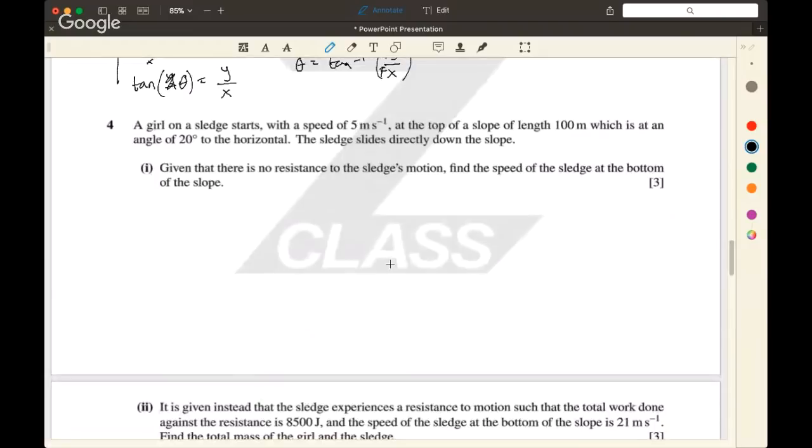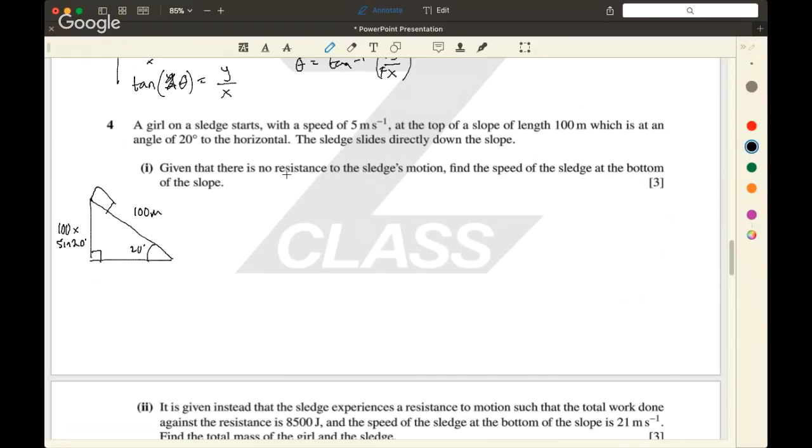Okay, question 4. So we've got a girl on a sledge at the top of a slope. So let's draw our slope. She starts out over here, and the slope has a length of 100 meters, and it's at angle 20 degrees. So that means that this height must be 100 times the sine of 20 degrees.